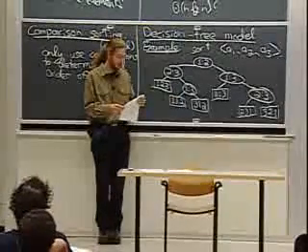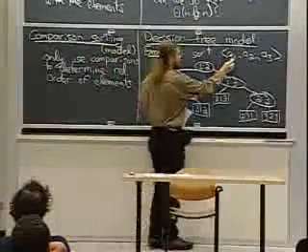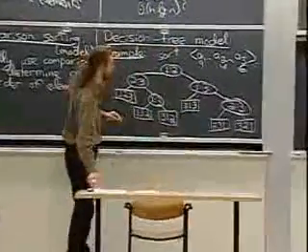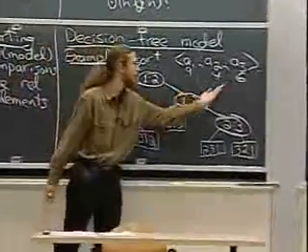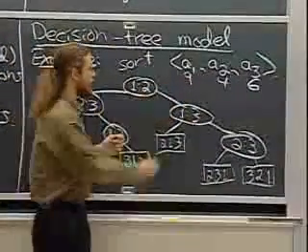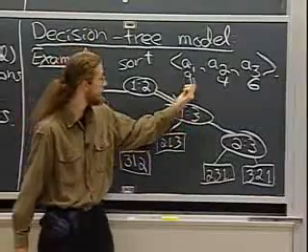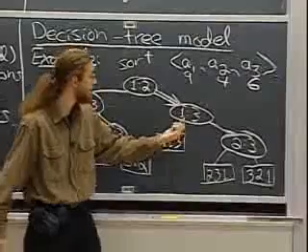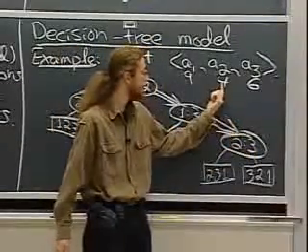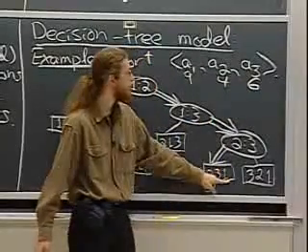So let's try it with some sequence of numbers, say 9, 4, and 6. So we want to sort 9, 4, and 6. First we compare the first element with the second element. 9 is bigger than 4, so we go down this way. Then we compare the first element with the third element. That's 9 versus 6. 9 is bigger than 6, so we go this way. And then we compare the second element with the third element. 4 is less than 6, and so we go this way. And the claim is that this is the correct permutation of the elements.